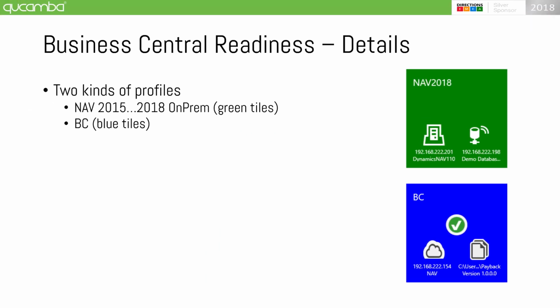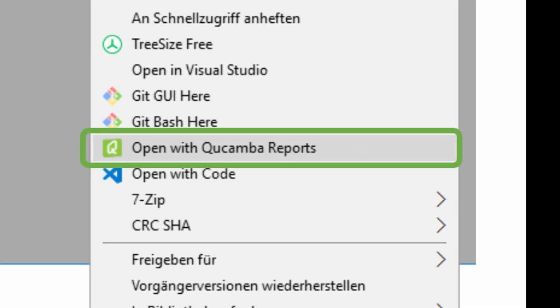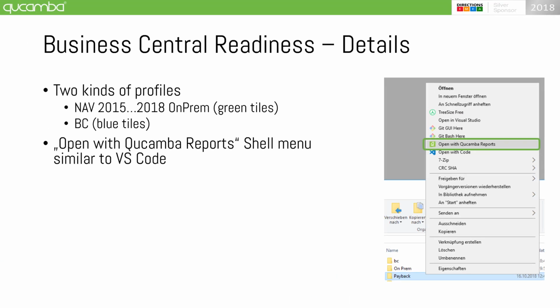So usually you start by checking out your extension workspace from Git. From here, you're used to open the workspace in VS Code by opening it directly from the shell's context menu. As you can see, there's also an option available to open the extension in Qucamba Reports. When opened, Qucamba Reports searches for a profile that is related to this extension and activates the found profile.